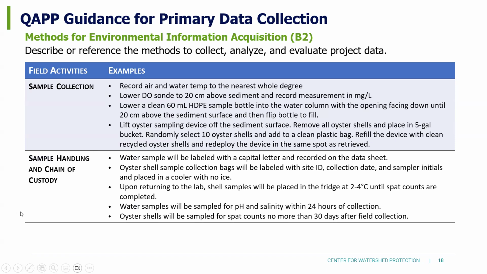Also important for this section is your sample handling and chain of custody. So for example, for the water samples, how they're going to be labeled and recorded on a data sheet. How the oyster shell sample collection bags are going to be labeled, and then they're going to be placed in a cooler with no ice. What happens when you get back to the lab? So in this case, the shell samples are going to be placed in the refrigerator until the oyster spat counts are done.